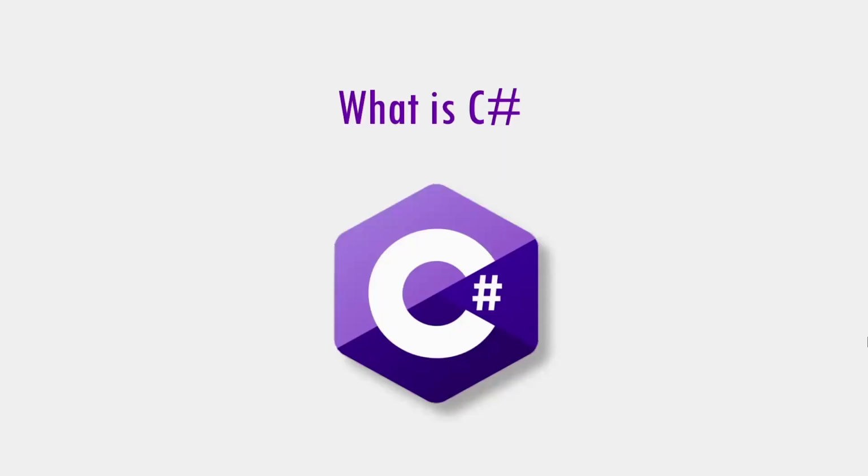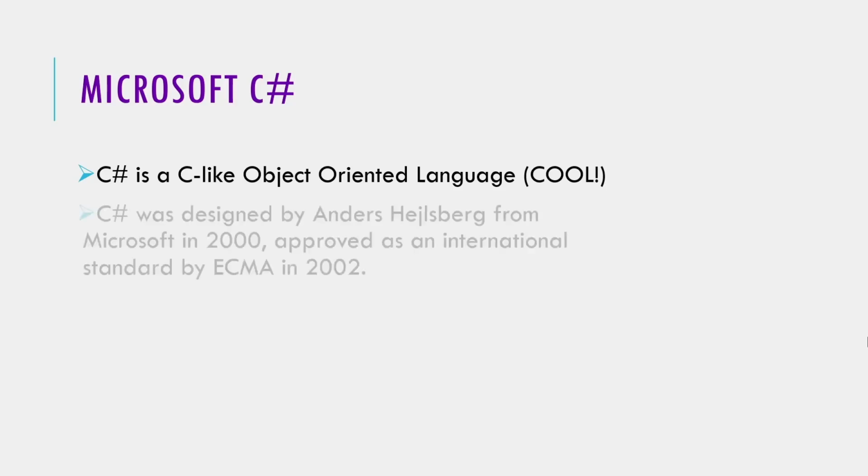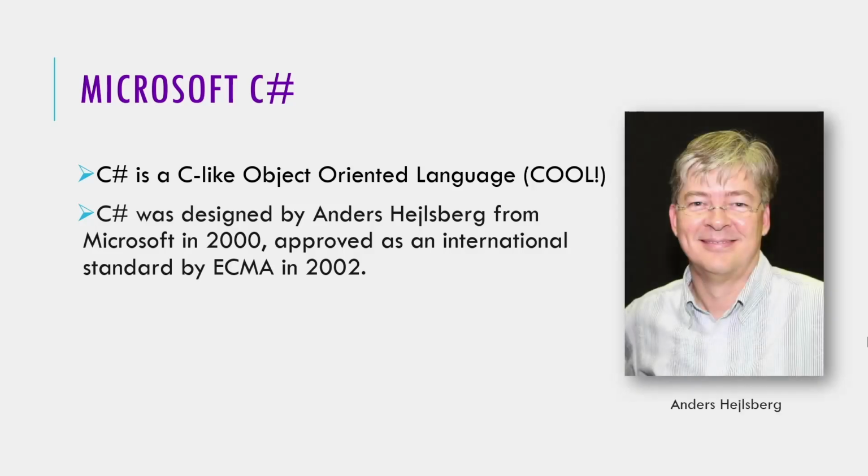In this video, we are going to talk about C Sharp. C Sharp began with its project codename Cool, which is short for C-like object-oriented language. C Sharp was designed by Anders Hejlsberg from Microsoft in 2000 and was later approved as an international standard by ECMA in 2002. ECMA is short for European Computer Manufacturers Association.